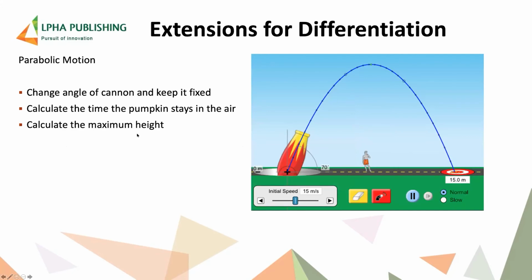Further extensions for differentiation, if you have students who are advanced, or if you have a class that's in high school, you could use the equations for parabolic motion, and you could change the angle of the cannon, keep it fixed, and calculate the time that the pumpkin stays in the air throughout the whole trip, both when it's going up in height and when it's going down. You could calculate the maximum height and a bunch of other things. Basically, any of the variables that you have in that equation, you could ask the students to solve for.